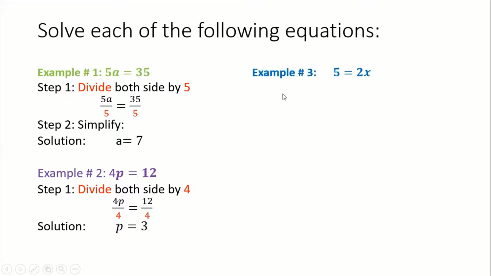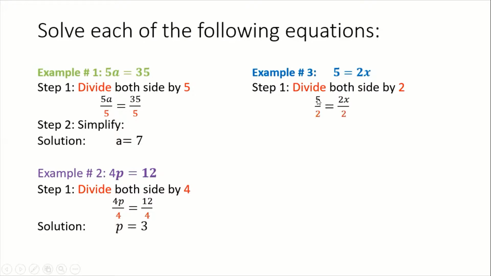Let's look at the third example. We are now given 5 is equal to 2x. Now the variable is on the right-hand side. Does the principle change? No, it does not. So here we want x by itself. How can we get x by itself? By dividing both sides by 2. How would you state it?